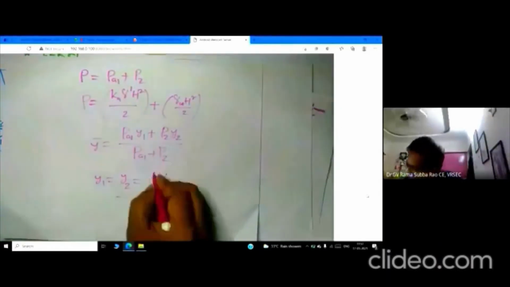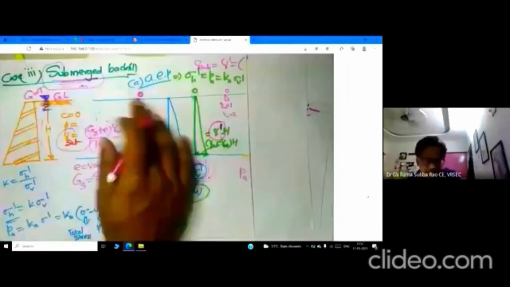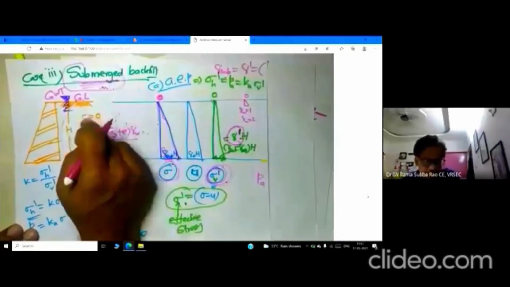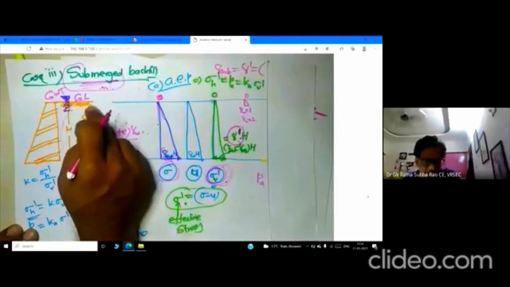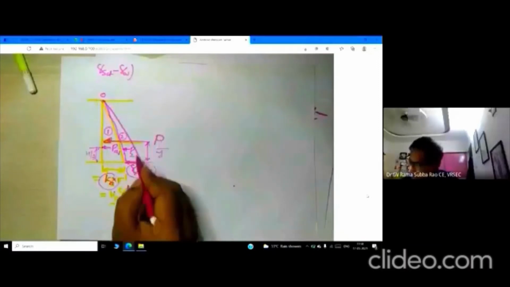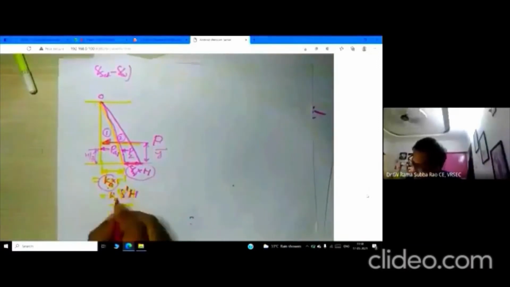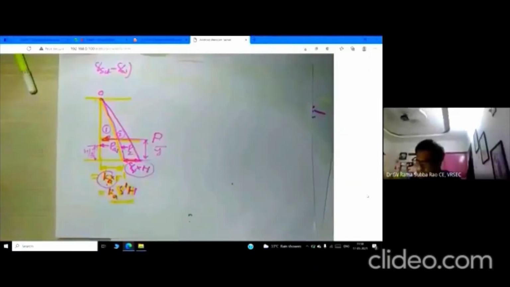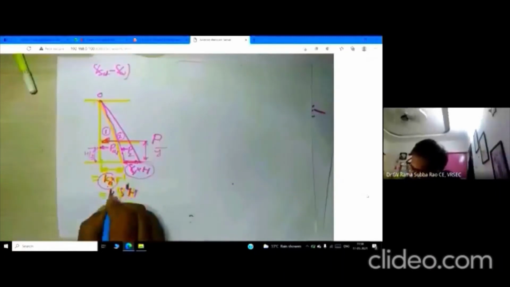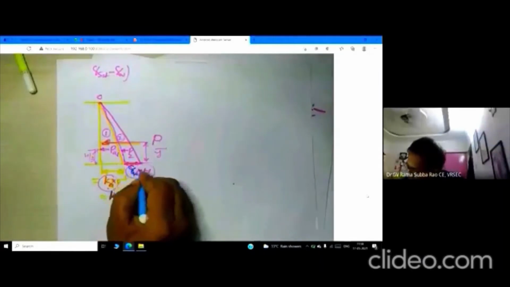H by 3. See here, I have picked up the second next case. In this case, I am discussing submerged backfill. Whenever submerged backfill is there, this is the answer you can expect: Ka gamma dash H, and don't forget this is gamma dash, Ka gamma dash H. So now you see this is gamma W into H.